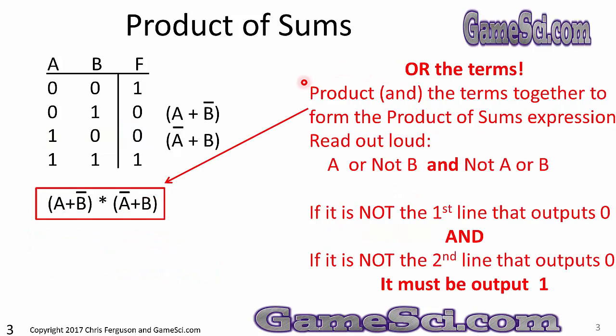Now AND the terms. Product is AND. The terms together form the product of sums expression. Read out loud, this is A or not B and not A or B. If it's not the first line that outputs a 0 and it is not the second line that outputs a 0, it must output a 1. We're literally saying when it's not one of these two inputs, output a 1 for this circuit.